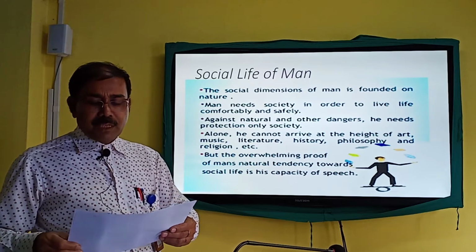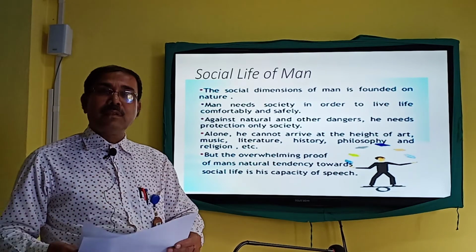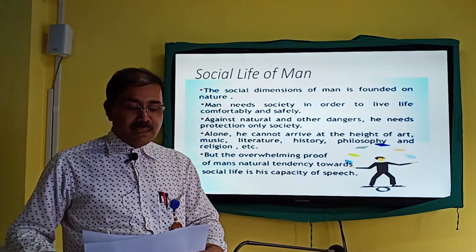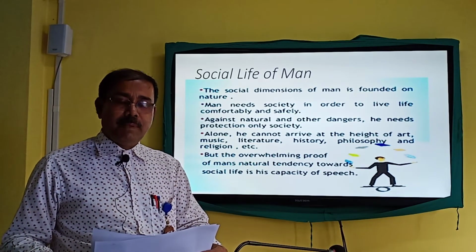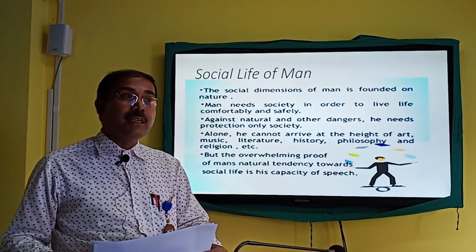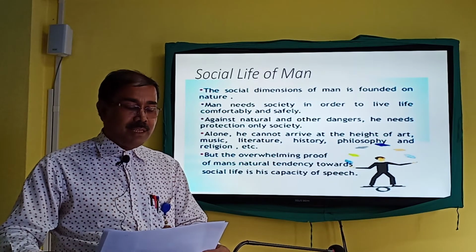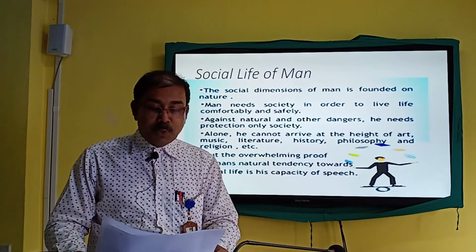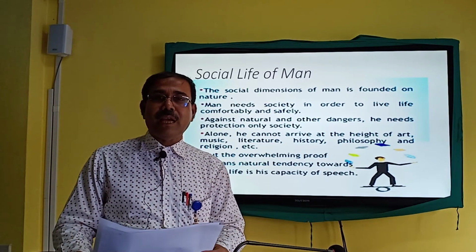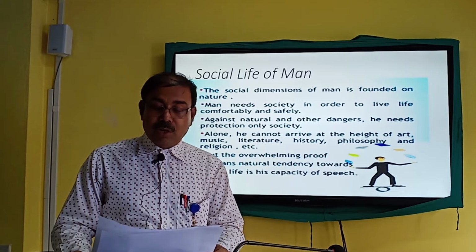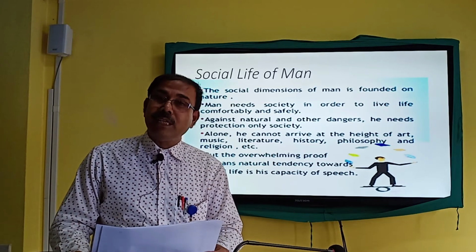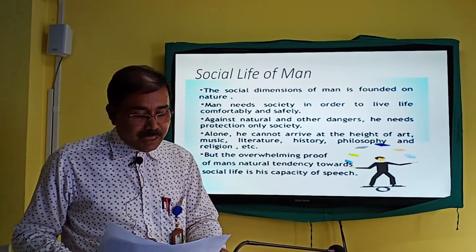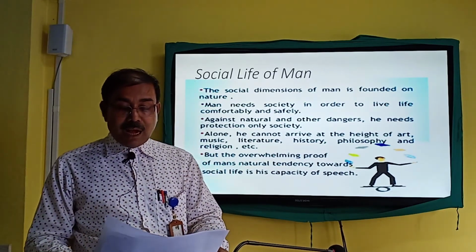The social dimension of man is founded on nature. Without nature, we cannot exist in this universe, because the foundation of social life of man is there in nature. Man needs society in order to live life comfortably and safely. So friends, the other parameter for which we need society is protection against natural and other dangers.